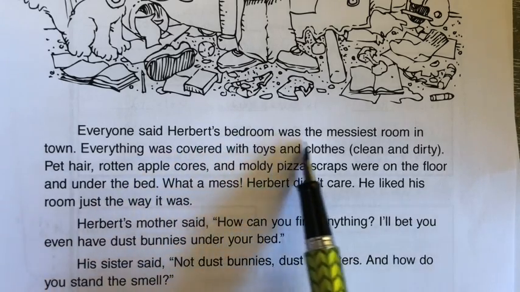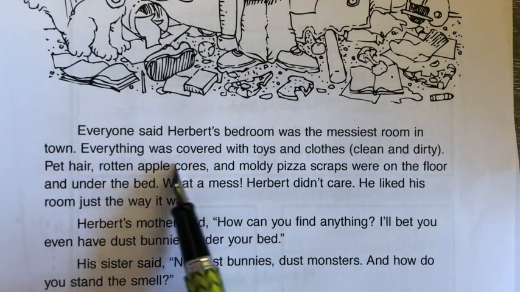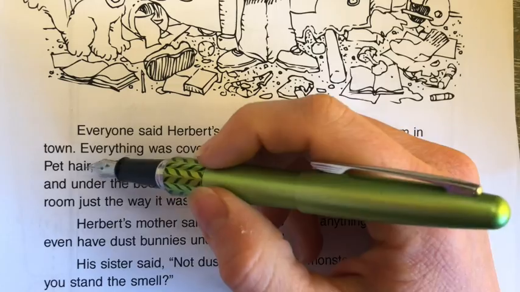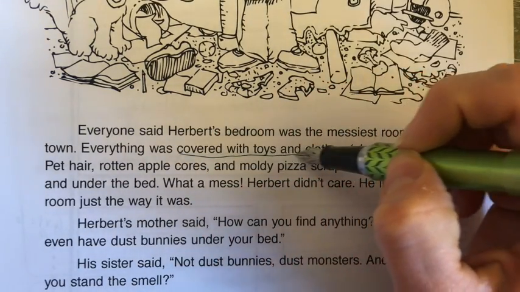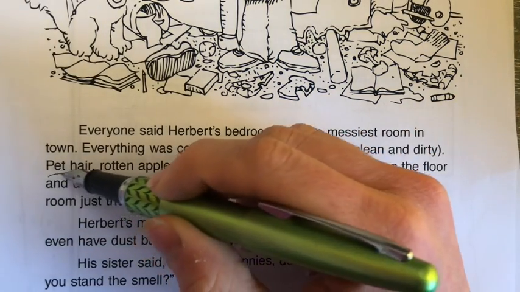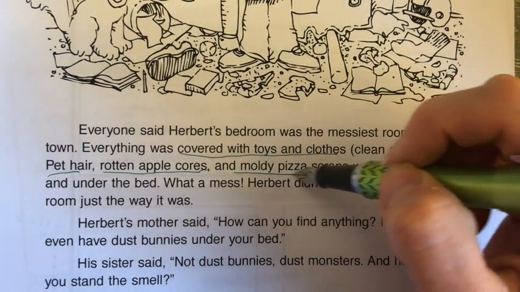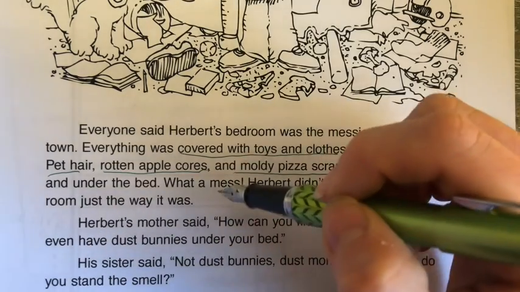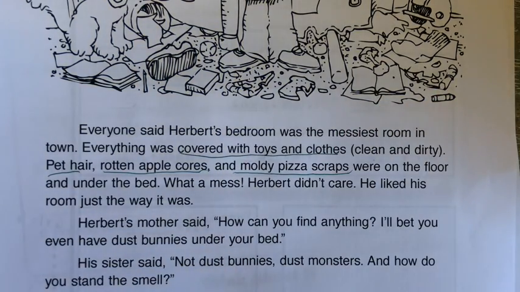Everyone said Herbert's bedroom was the messiest room in town. Everything was covered with toys, clothes, clean and dirty. Pet hair, rotten apple cores, and moldy pizza scraps were on the floor and under the bed. What a mess. Herbert didn't care. He liked his room just the way it was.